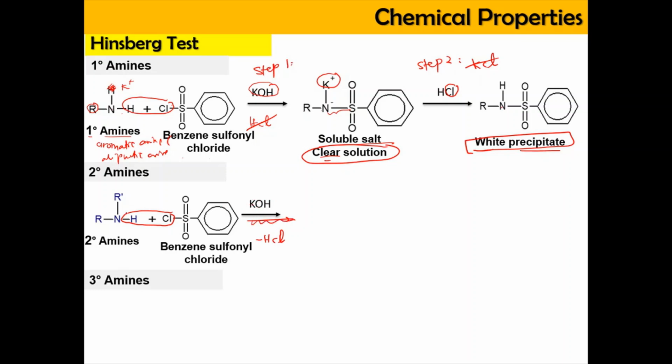However, the K here cannot replace the alkyl group. For the primary amine, the K, which is the metal, can replace the hydrogen, but in here, the potassium cannot replace the methyl group. So what's going to happen here is that the HCl is going to be removed and the NS bond is going to be formed, and the R group here is still maintained. Since it does not have any metal group here, it's going to be a white precipitate, mendakan putih. So this is for step number 1. And then for step number 2, we're going to acidify the mixture using HCl.